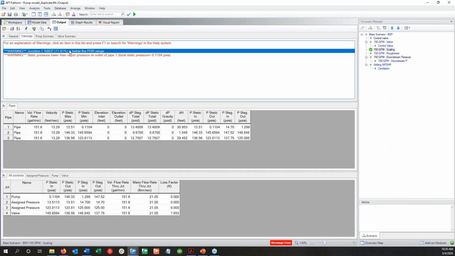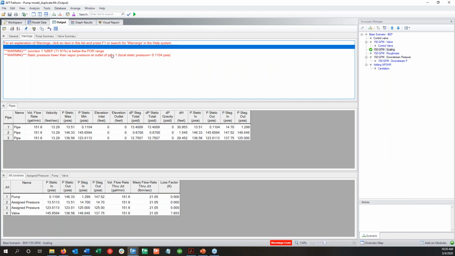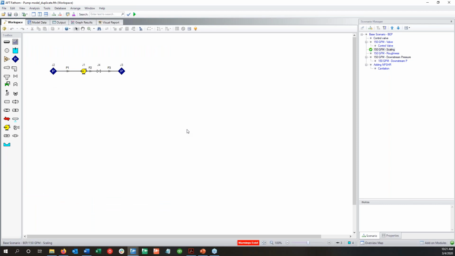You can see that junction 1's BEP is below our preferred operating range. It's also causing an error that our static pressure is lower than our vapor pressure. So this is another variation of the cavitation error. This will occur in pipes where the static pressure is below our vapor pressure, indicating that the fluid's vaporizing. And Fathom will still give you results, but it's important to be aware of these warnings and make sure that your results are good before you start moving into the next phase of design or anything like that.